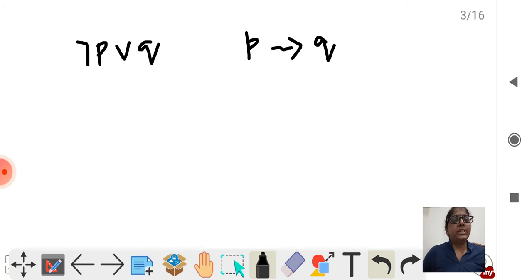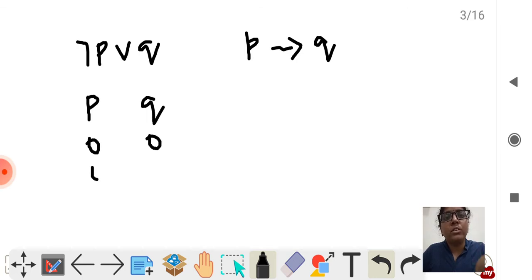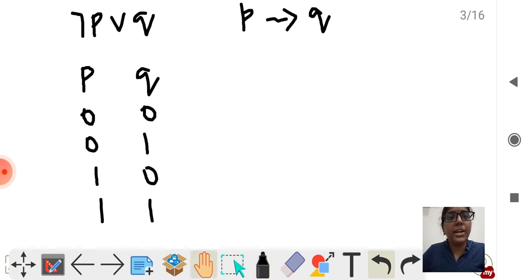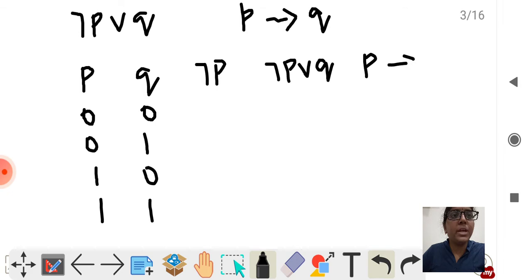In the first video itself, I taught you the basic connectives and how to draw the truth table with them. So here we have P and Q as two statements. What combinations will you write? 0 0, 0 1, 1 0, 1 1. The first thing to identify is negation P, then negation P or Q, and finally P implies Q. So this is statement number 1, this is statement number 2, and we have to prove these two statements are logically equivalent.